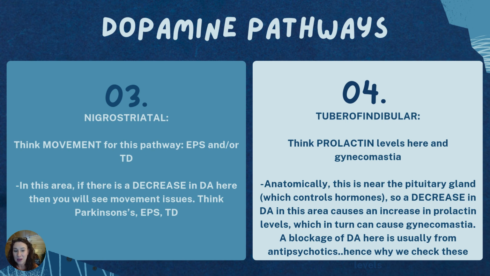And when we treat Parkinson's, we give a dopamine agonist. So we're building dopamine up. So what does that mean then? If we're in the nigrostriatal area and there is a decrease in dopamine here, what are we thinking with decrease in dopamine? We're thinking movement concerns, and we're thinking like that negative, the signs and symptoms of schizophrenia there. So too little of dopamine, and we're going to see movement issues in the nigrostriatal area. So think Parkinson's, EPS, and TD if you're seeing a decrease in dopamine in the nigrostriatal area.